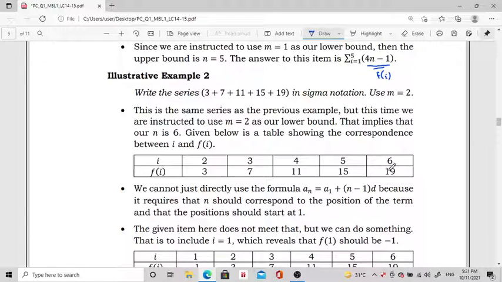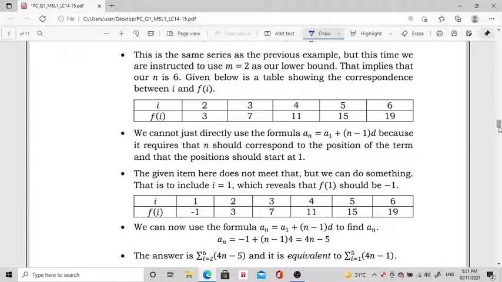Now, hindi natin pwedeng gamitin yung formula. We cannot directly use the formula for arithmetic sequence, though we know this one is an arithmetic sequence, because this formula requires that n should correspond to the position of the term. And that, dapat mag-uumpisa yung position at 1. Here, we start at 2. But just because it's, it doesn't mean hindi natin na siya pwedeng gamitin. We have to do a simple manipulation here.